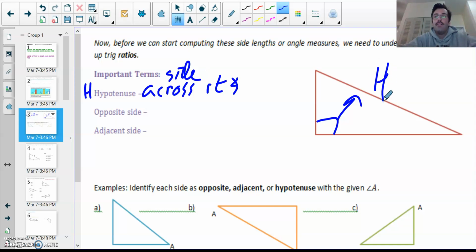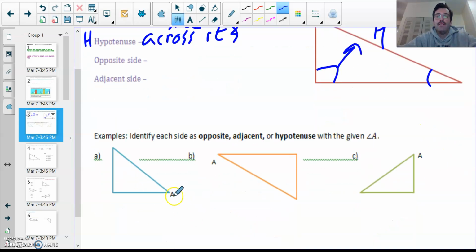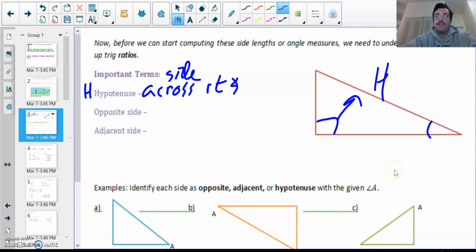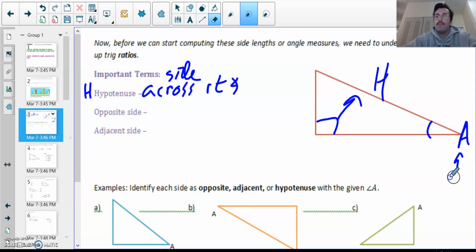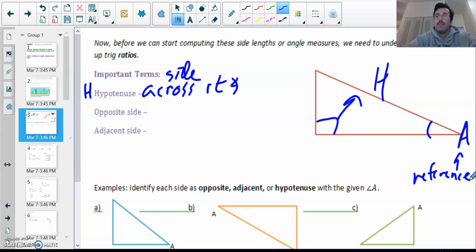A lot of times you see all these A's out here. There's an A, there's an A, there's an A. This A is called our reference angle. It's the angle that we're going to start at, and you'll understand why that becomes more important later on.